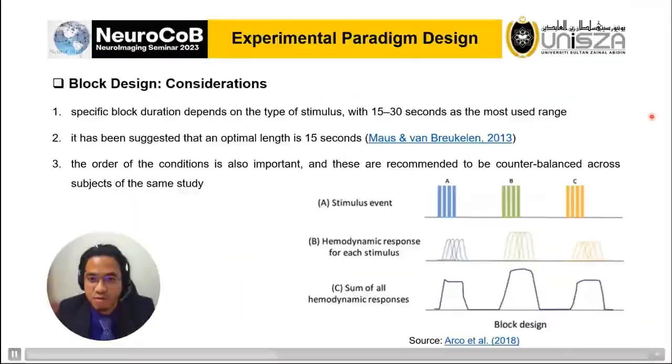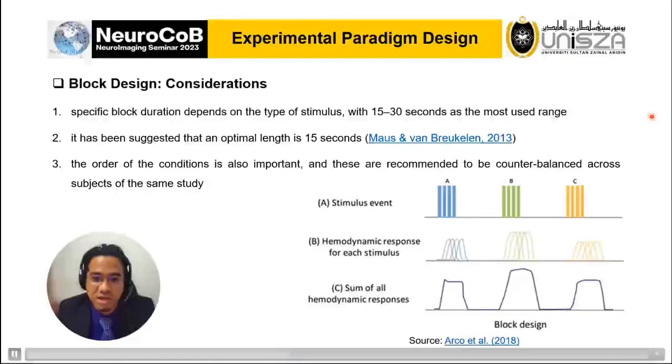There are a few things that we may want to consider when using block design. The first thing is the duration of the block. There is no specific duration. However, it depends on the type of the stimulus we are using. To identify the appropriate duration, it is best to look back at the current literature related to our study. However, most task-based fMRI studies use a block of approximately 15 to 30 seconds, with 15 seconds having been suggested to be the optimal duration.